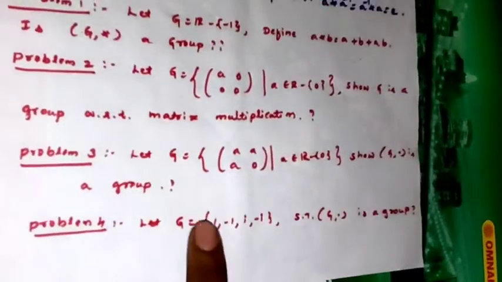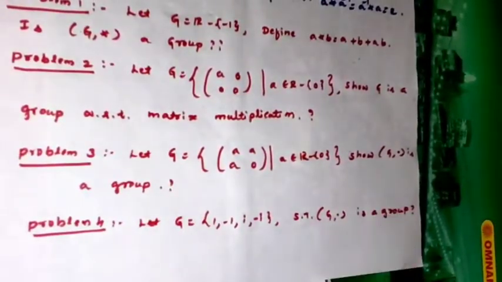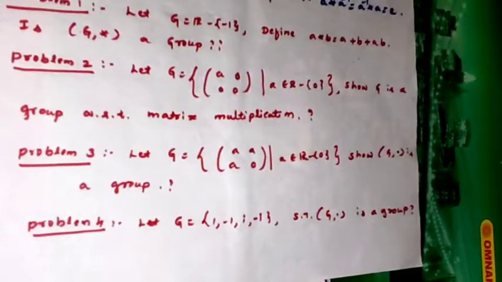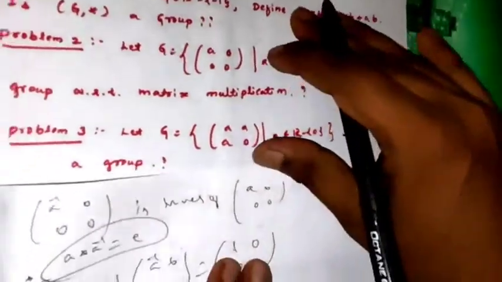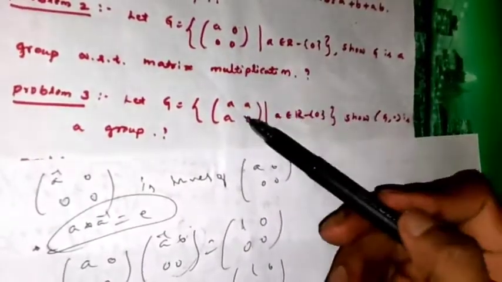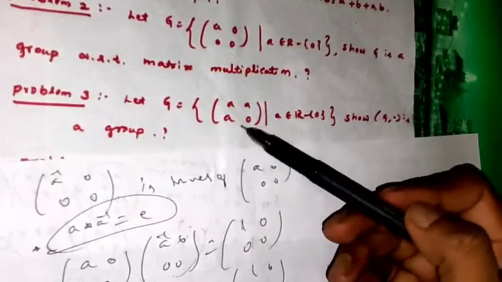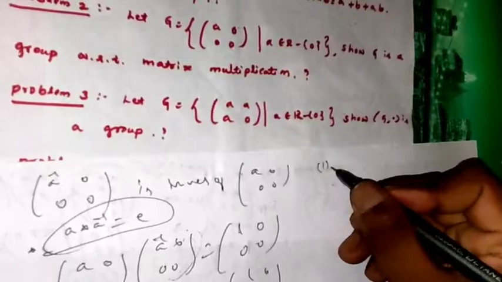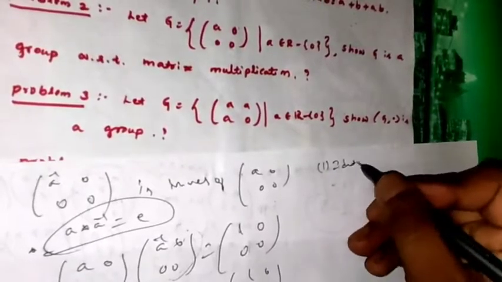Okay, next problem is: let G is equal to A, 0, where A belongs to R except 0. Show that G, dot is a group, that means a group with respect to matrix multiplication. Like in our previous problem, there three elements are 0, but here only one element is 0. I am directly solving the identity element and inverse only.